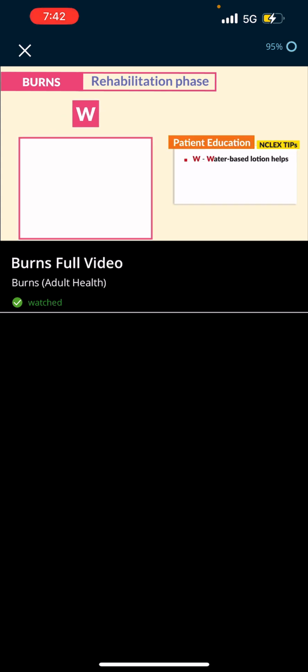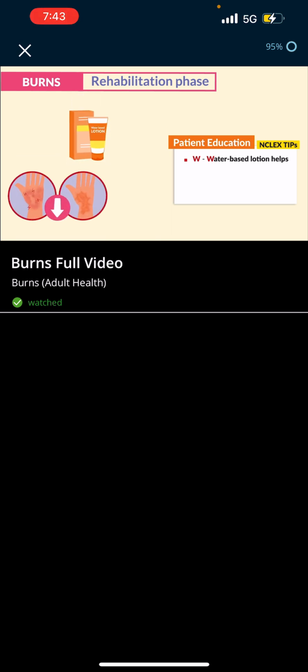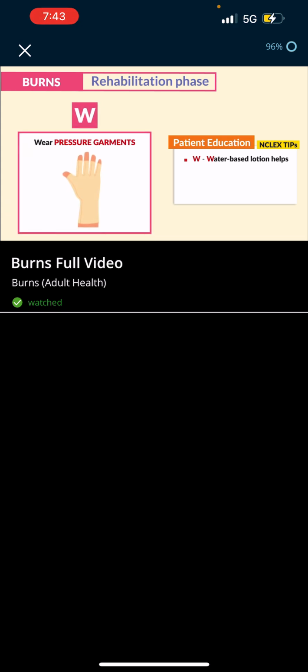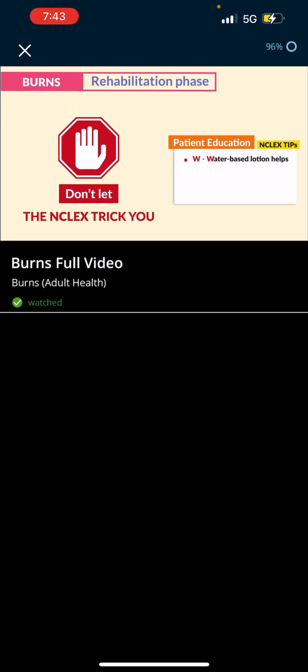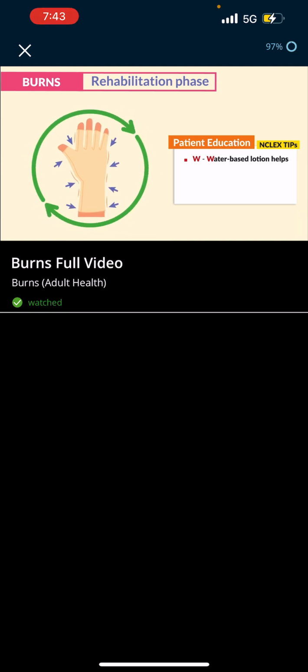So pay attention to the W's here for patient education. Big NCLEX tips. First W is for water-based lotion, which helps to minimize itching and scarring to allow the skin to fully heal. The second W is to wear pressure garments. Yes, don't let the NCLEX trick you here. Wearing pressure garments is good to help minimize scarring. It also helps to keep the skin and tissues tight while promoting circulation to be able to fully heal.